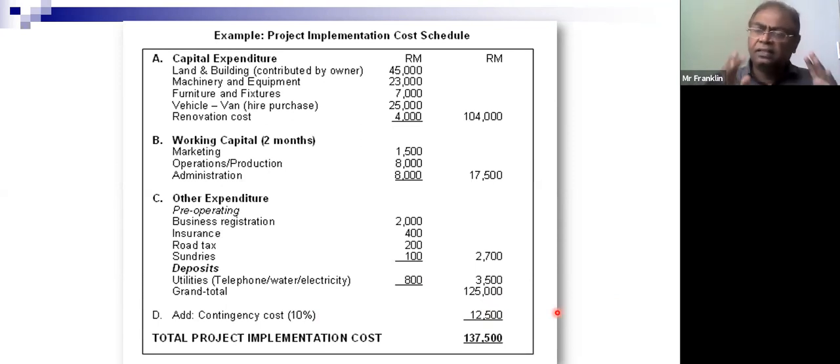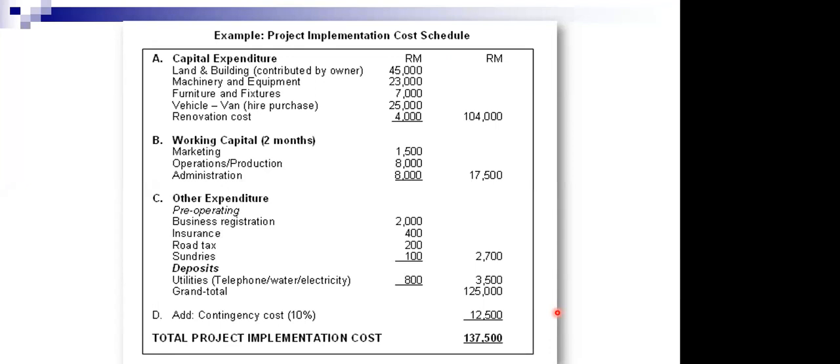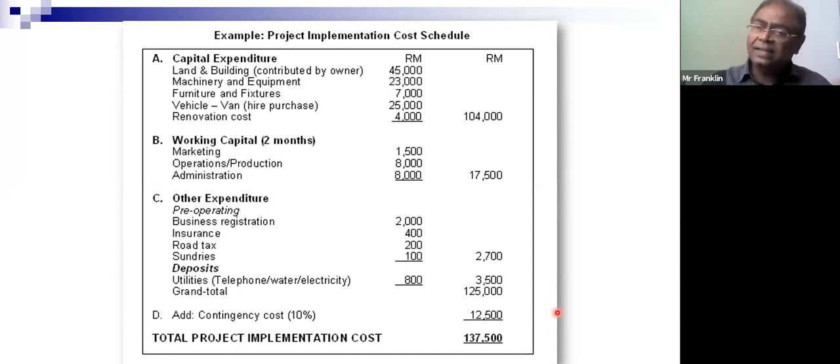So this is called the project implementation schedule, right? The first part of your financial plan will have your project implementation. If I want to start the business today, what are the things? Capital expenditure means land, building, furniture, all that. Second is working capital. In order for the business to move, how much do I need? For 2 months, 3 months, 6 months, you can put 6 months also. What is the marketing, operation, administration? You write that down for working capital. Then other expenditure, the business registrations and all these things, okay?